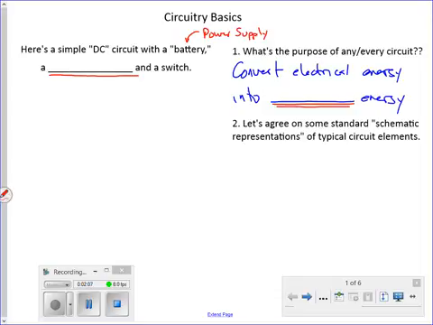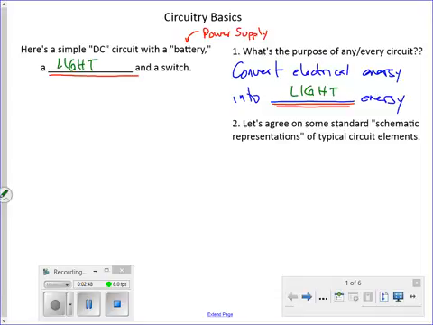Are we going to turn the electrical energy into light? Then this says a light. Are we going to turn it into mechanical energy? Maybe this says a motor. Or are we going to turn electrical energy into sound? Maybe a speaker or something like that. So what goes in that blank depends on what kind of energy you want to turn electrical energy into. But for this case, let's say a light, and into light.